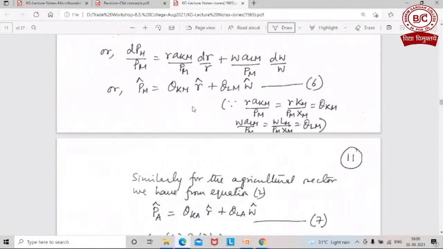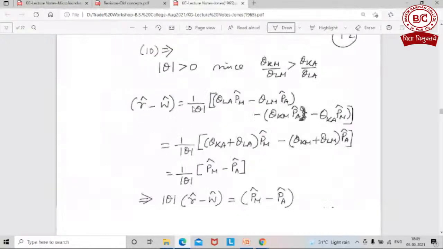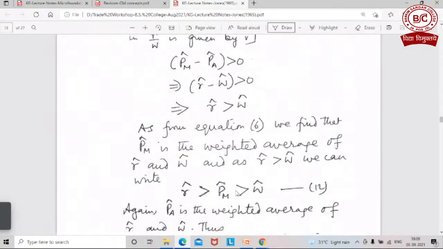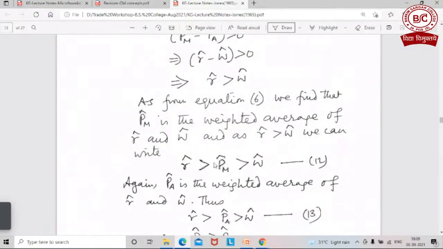Right, sir. So you don't know a priori which one is higher, but you know R hat should exceed W hat. Because if PM hat is greater than P hat, then R hat should exceed W hat. So as PM hat is the weighted average of R hat and W hat, it should lie in between R hat and W hat. Is it okay? Yes, sir. Similarly, is it okay to everybody?